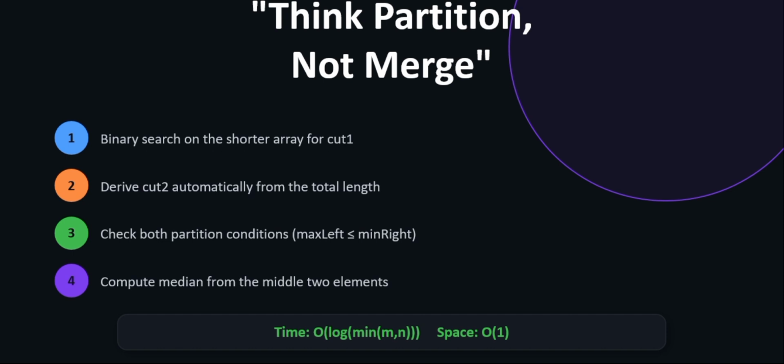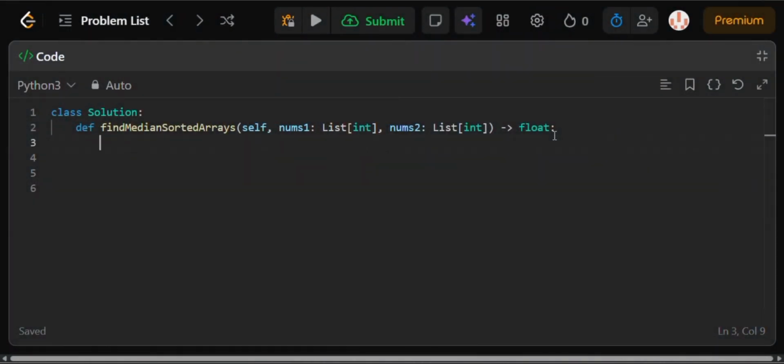As I said before, it is like binary search on the shorter array, and we derive the partition automatically from the total length, check the partition, and compute the median. The time complexity is logarithmic in the minimum of the two lengths, and the space complexity becomes O(1). Why? Because we didn't use extra space. So that's it. As always, I use Python for this hard problem also.